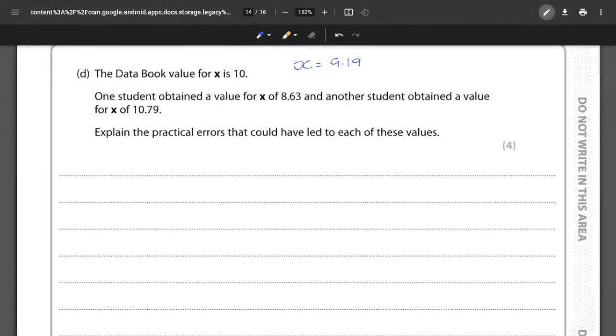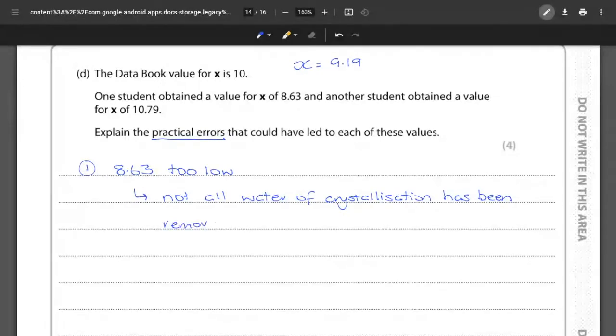So we want to be able to explain the practical errors. So what were the issues that were done in the actual procedure that could have led to each of these values? So we have to look at both of them. If we start with student number 1, who got the 8.63. 8.63 is obviously too low. And the reason that it is too low is because not all the water of crystallization has been removed. So we clearly have some water being left over.